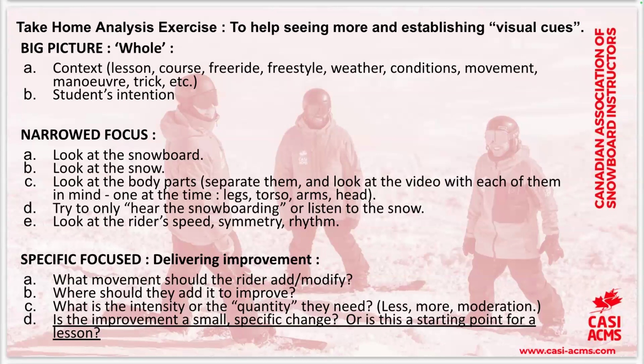So look at the big picture first, establish the context, as you heard through the session, everybody was doing that through their analysis. So establish the context, the student's intention, and then you can start narrowing your focus by looking at the snowboard, looking at the snow, looking at the body parts. You can even separate them. And then you also want to try to only hear the snowboarding or listen to the snow. Sometimes that's a good sign. It's good to match what you're seeing to what you're hearing. Look at the rider's speed, symmetry, and rhythm.